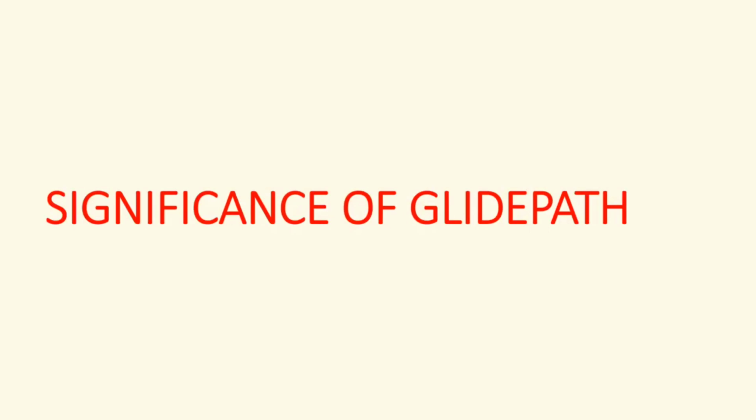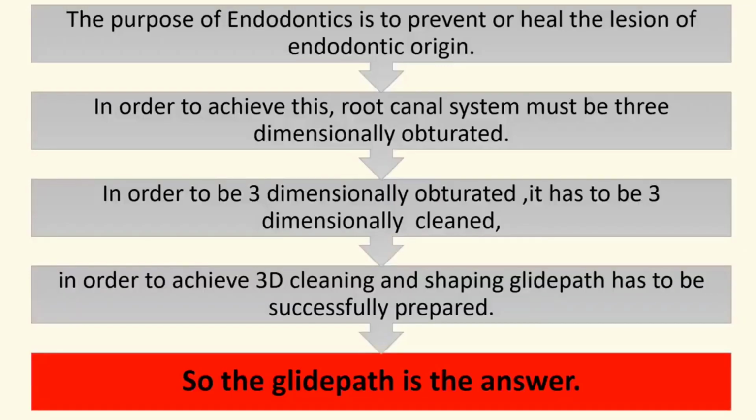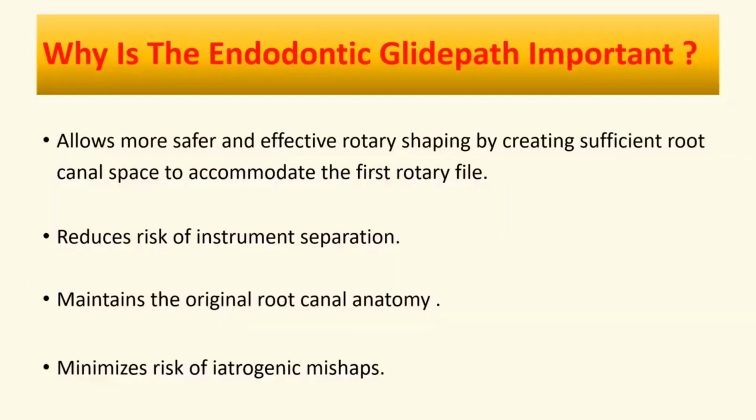Now coming to the significance of a glide path. The purpose of endodontics is to prevent or heal the lesion of endodontic origin. In order to achieve this, root canal system must be three-dimensionally obturated. In order to be three-dimensionally obturated, it has to be three-dimensionally cleaned. And in order to achieve the 3D cleaning and shaping, glide path has to be successfully prepared. So the glide path is the answer.